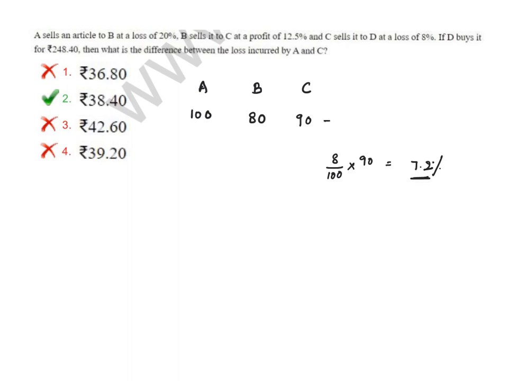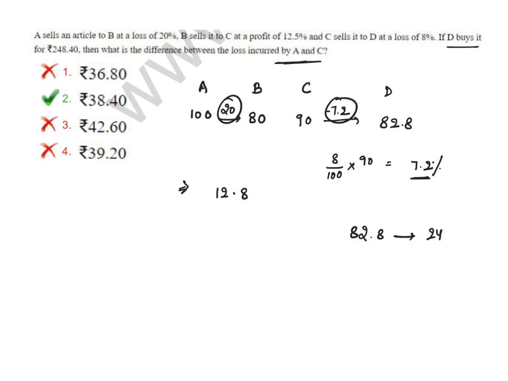Now the loss incurred by C is 7.2. The loss incurred by A is 20. The difference between A's loss and C's loss is 12.8. He is asking for 12.8%, and D buys it for 82.8. So he is giving you 82.8% as the value 248.40, that is simply into 3.